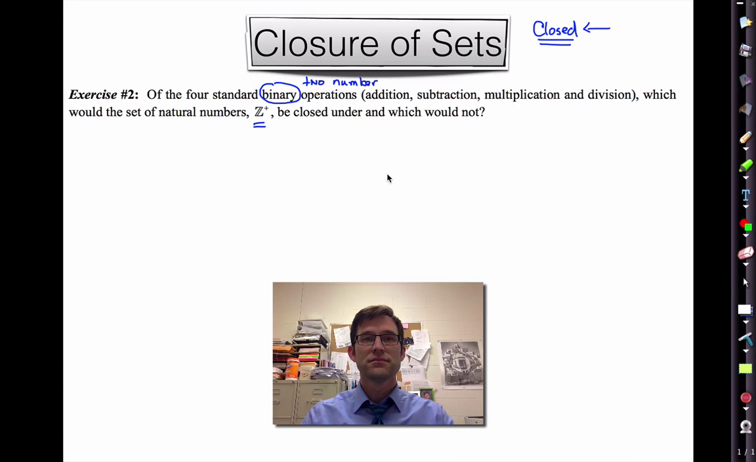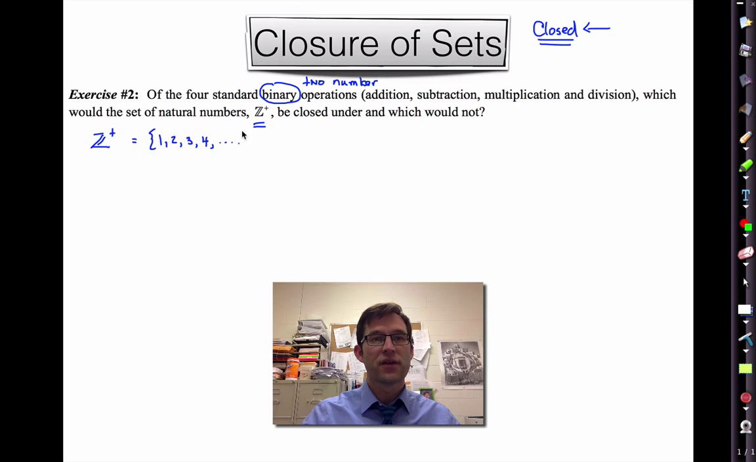All right, let's do it. Well, the first thing I might want to do is really just make sure that I remember what set I'm dealing with. Z plus is the set 1, 2, 3, 4, etc. All right, well, let's play around with addition.